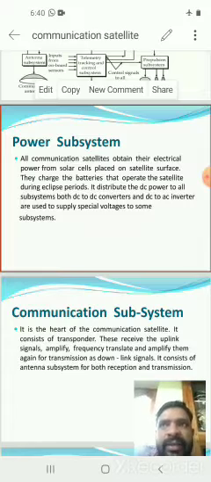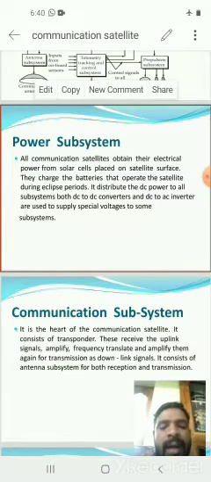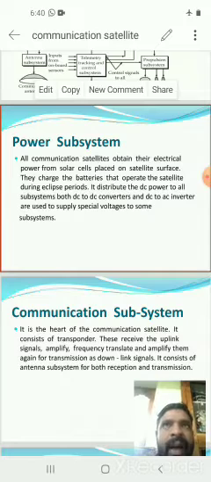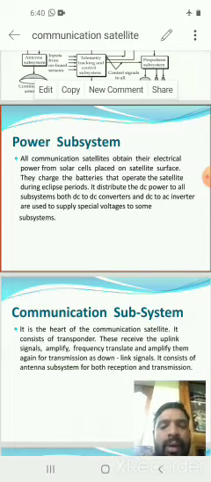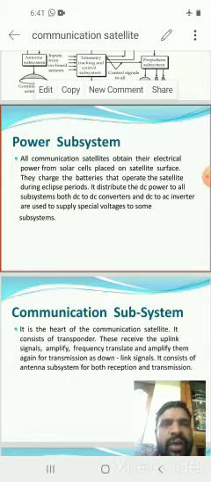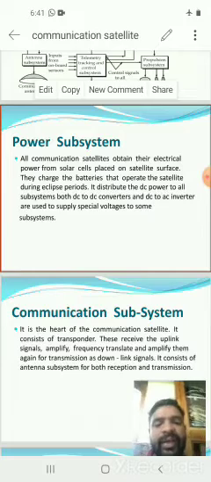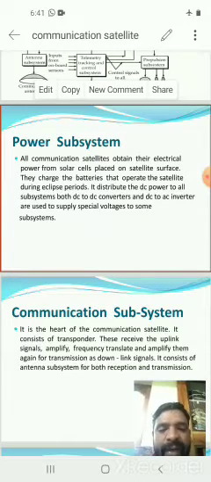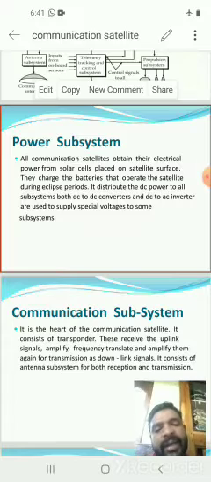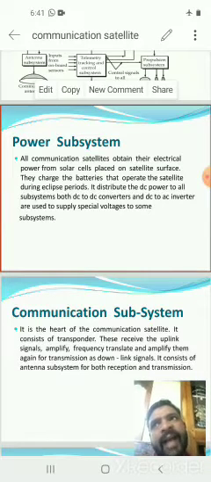The transponder is mainly used for receiving the signals from the earth station, which is called the uplink frequency. These signals are amplified, frequency translated and down converted in the transmitter amplifier section, and then sent at a downlink frequency from the satellite to the earth station. So in this way the transponder works. So this is the total communication subsystem. By using the antenna subsystem, the communication subsystem works.